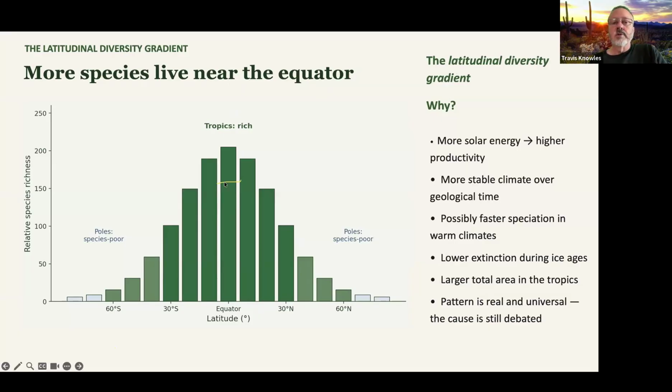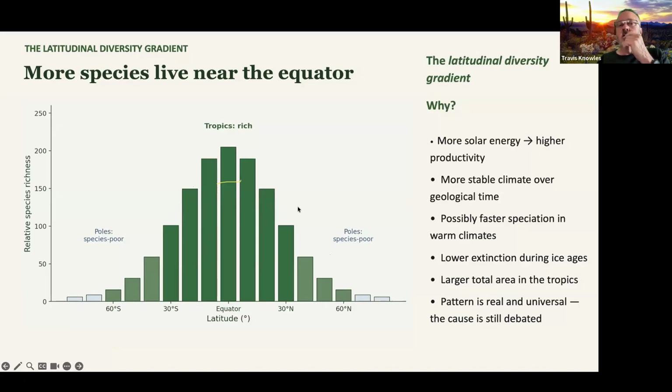And in each of those groups, plants, animals, fungi, you're going to find high numbers of species. That's what's called species richness in the tropics. And that number will fall off as you go north of the tropics toward the North Pole. And it also declines as you go south of the tropics toward the South Pole.